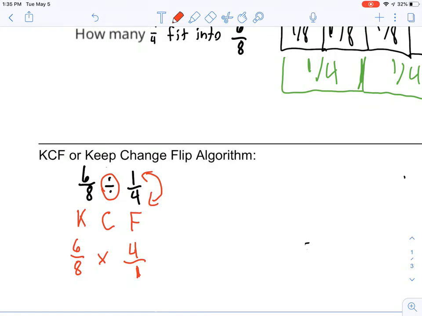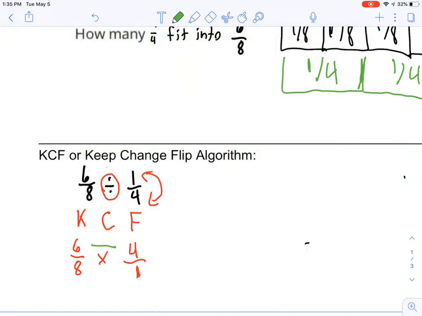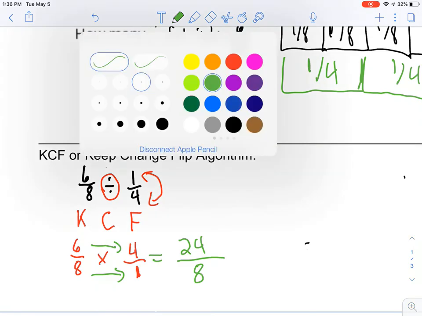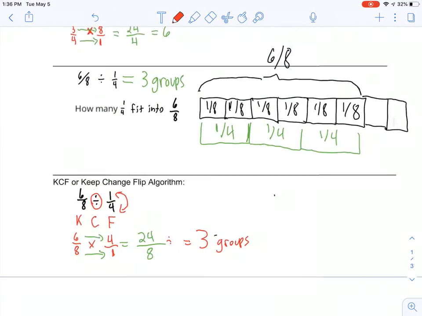But how do we multiply a fraction? Well, in order to multiply a fraction, we must go straight across, which means that 6 times 4 will equal 24. And then 8 times 1 will equal 8. But can we simplify it? Absolutely. Okay, think of this as a division equation in itself. So 24 divided by 8 will equal 3, or 3 groups.